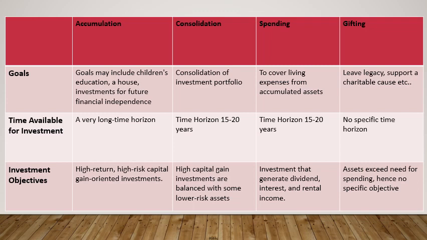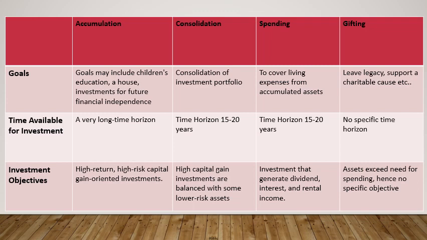Then you start spending to cover living expenses from accumulated assets. This is typically when you have reached the age of retirement. Time horizon is 15 to 20 years. Here you are dependent upon investments that generate dividend, interest and rental income.